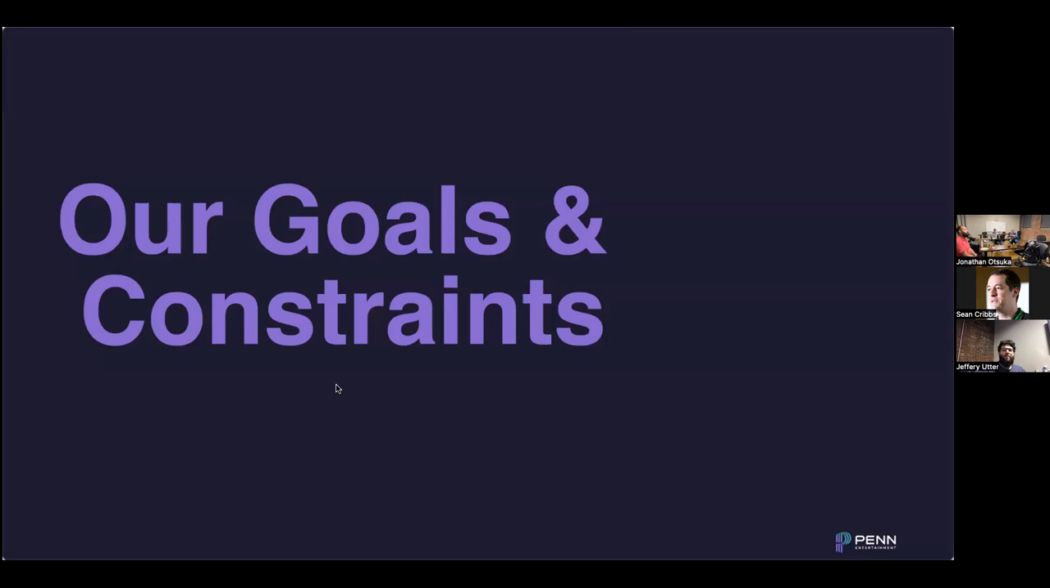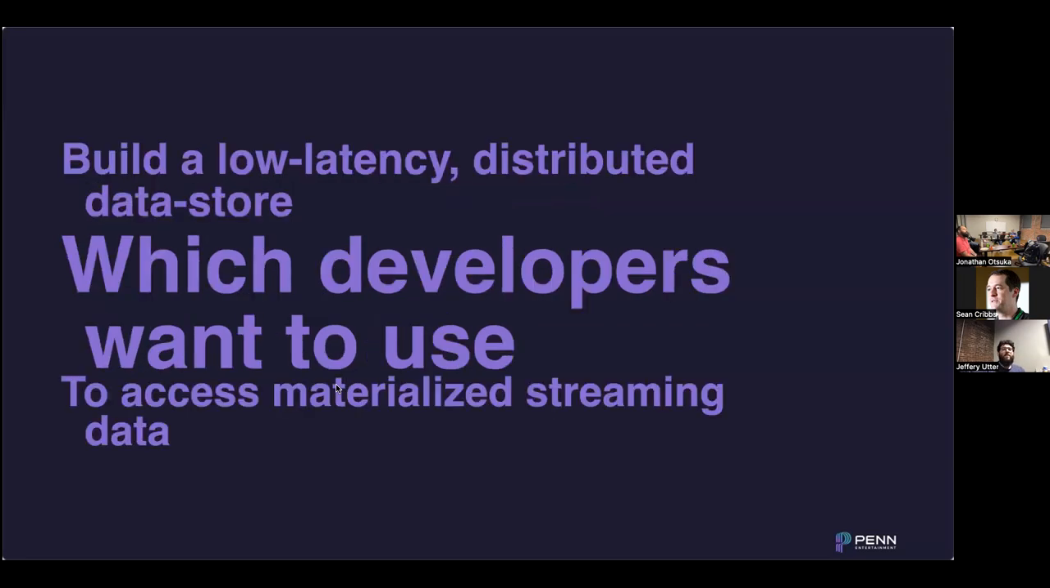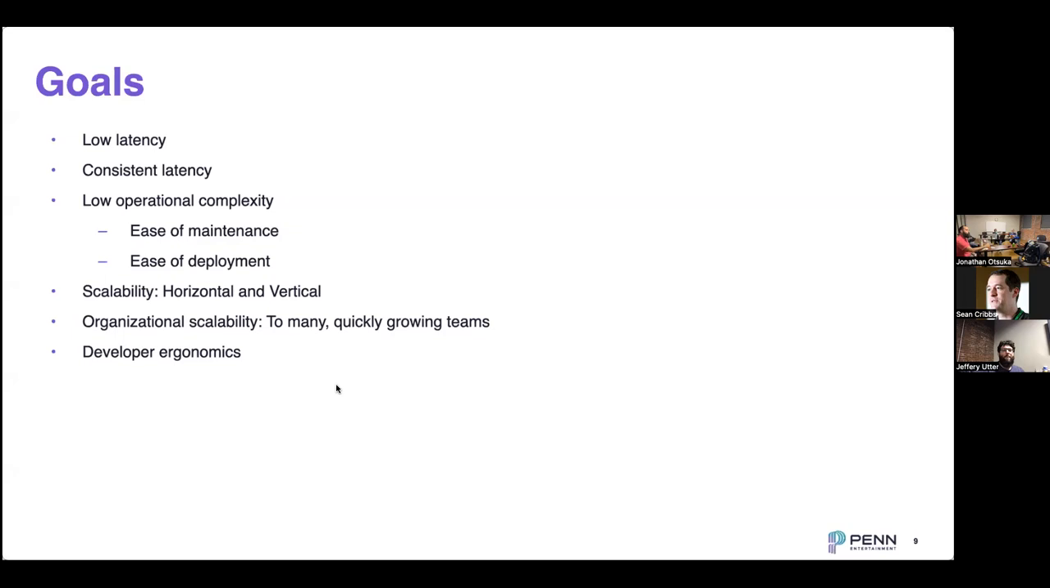So what were our goals, and why did we lean into this pattern? We want to build a low latency distributed data store that developers actually want to use to access materialized streaming data. More specifically, our goals were low latency, consistent latency, and low operational complexity, so it has to be easy to maintain and easy to deploy. We want it to be scalable, both horizontally and vertically.